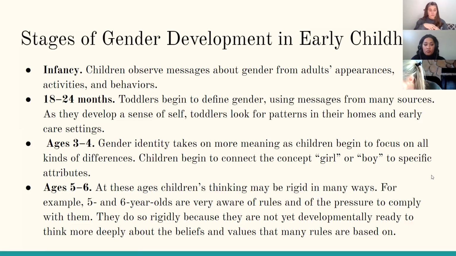By ages 3 and 4, gender identity takes on more meaning as children begin to focus on all kinds of differences. Children begin to connect the concept girl or boy to specific attributes. They form stronger rules or expectations for how each gender behaves and looks. And by ages 5 and 6, this is when children's thinking might be really rigid in many ways. For example, 5 and 6-year-olds are very aware of rules and of the pressure to comply with rules. So they do so rigidly because they're not yet developmentally ready to think more deeply about the beliefs and values that many rules are based on.